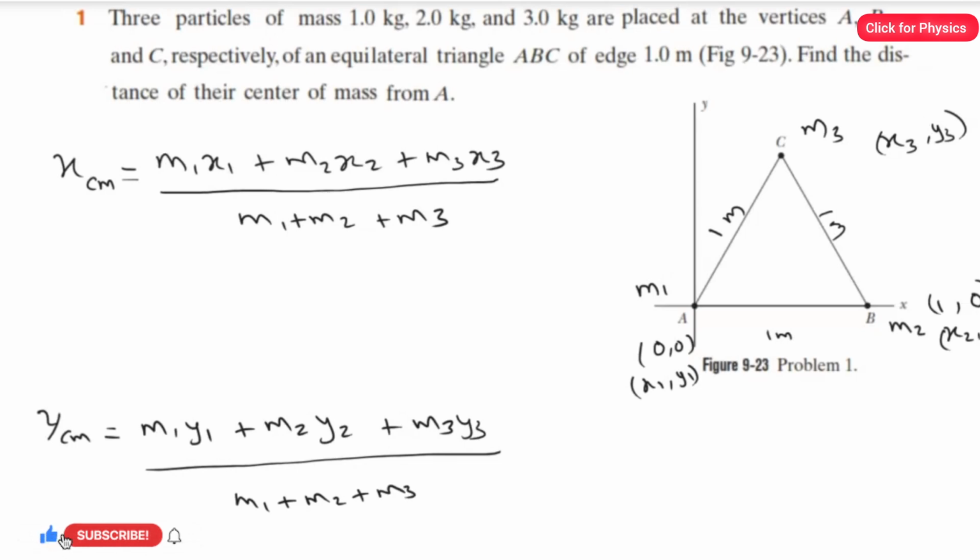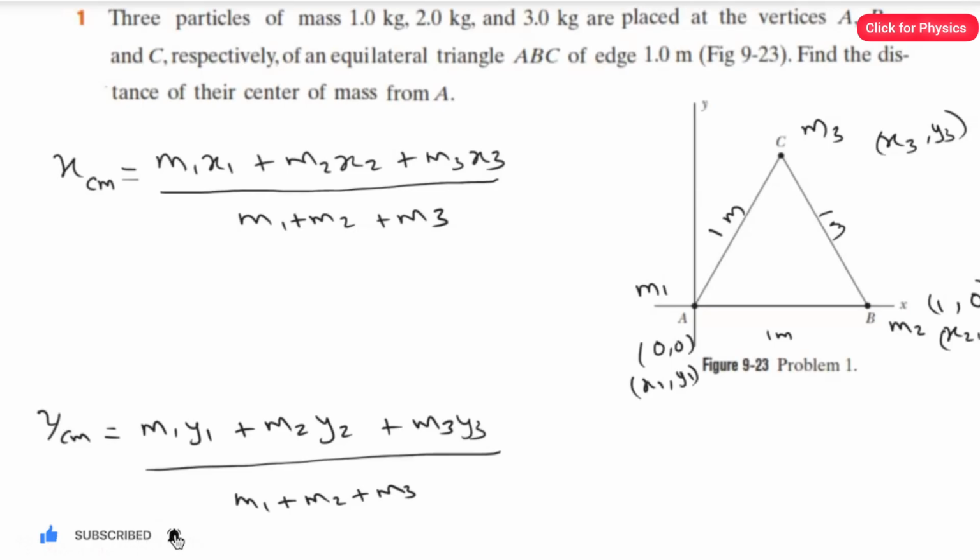Now let's see what is given in the question. In the question they already give the values of M1, M2 and M3, and we also found the coordinates of the locations of mass 1 and mass 2, which are 0, 0 and 1, 0. But we don't know the location of mass 3. So first we have to find the values of x3 and y3, and once we find them, we substitute all the values in this formula. By that we can find the center of mass from point A. So first I am going to find the values of x3 and y3.